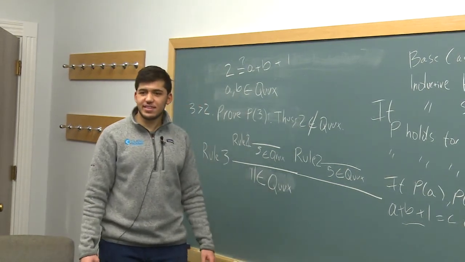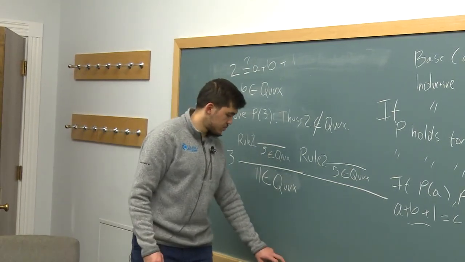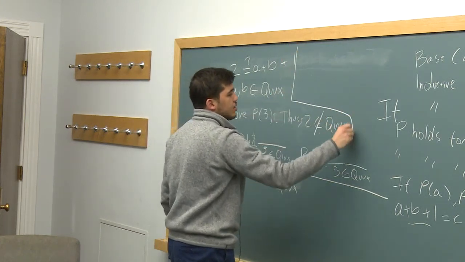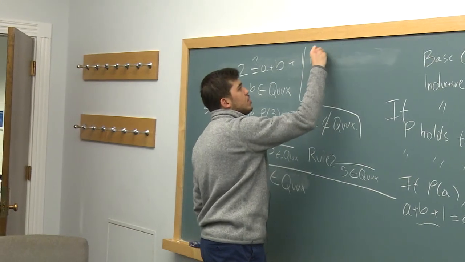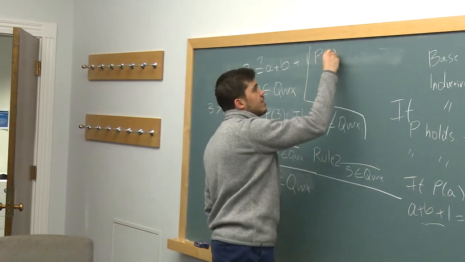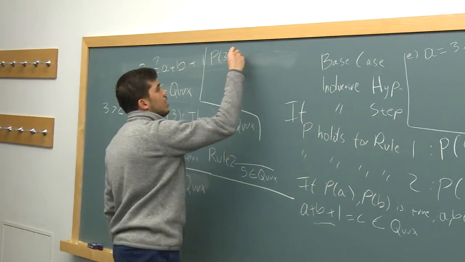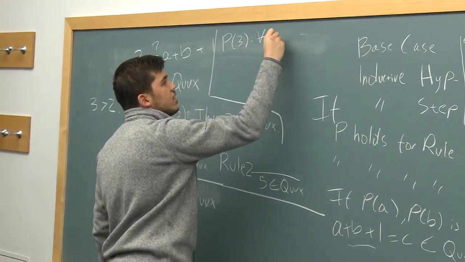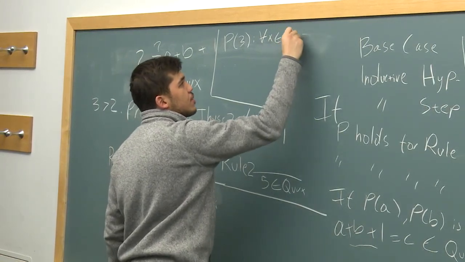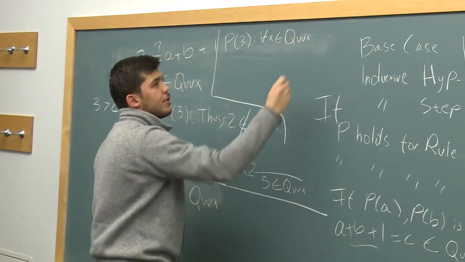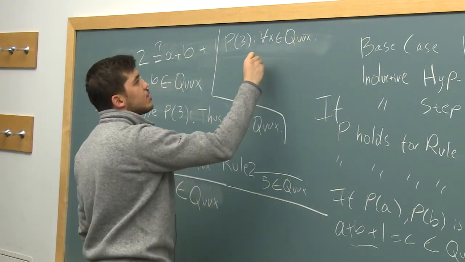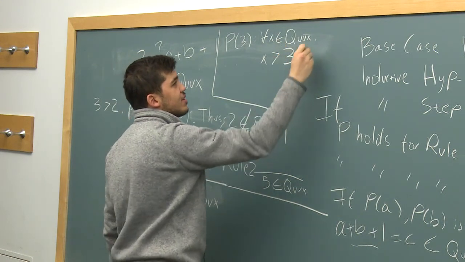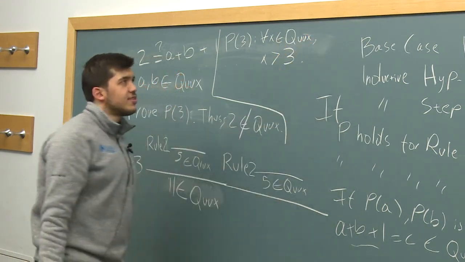Can you write out what P of 3 is? Like what this property is? Sure. In this case, I would say you can define this any way you want. The way that I define this is such that for all elements x in the set Qs, x is always greater than 3. So you could do that. This is how I would define it.